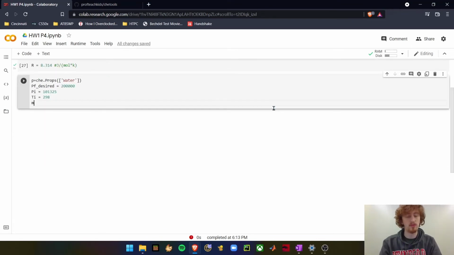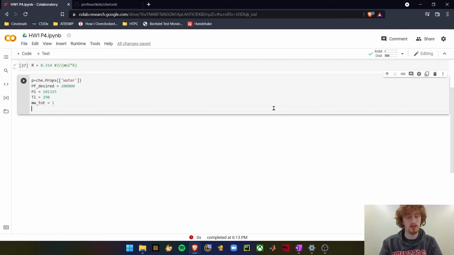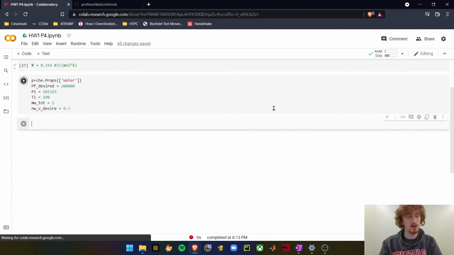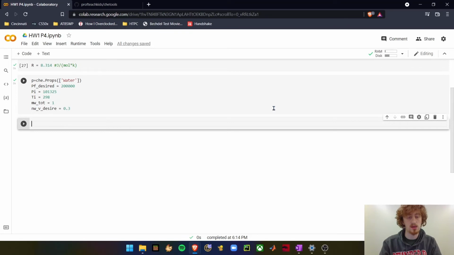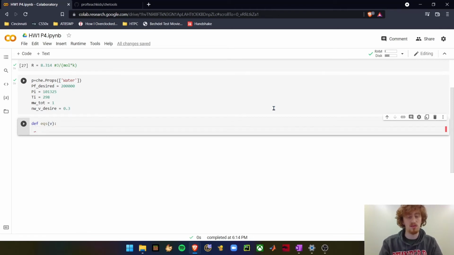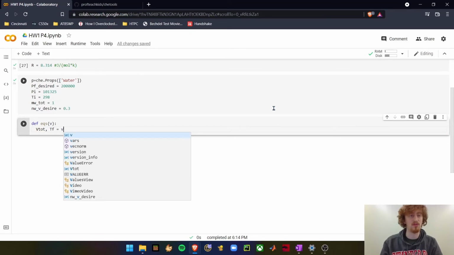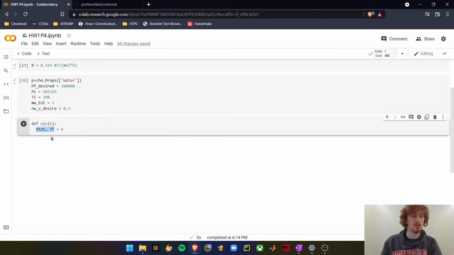We also know that our total mass of water is 1 kilogram. And then we know that the number of moles of water that we desire in the vapor phase is 0.3. So from there, we can create a system of equations. We'll define equations, and we want our input to be a vector. This vector is going to be the two values that we're trying to solve for, volume total and the final temperature. This is just unpacking again, and it means these two values are going to be the two values in the input vector v.